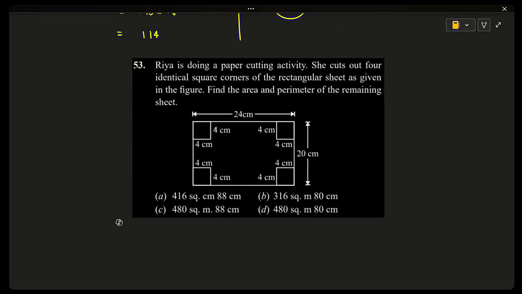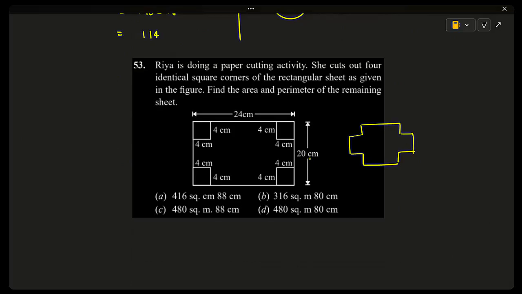That means these square corners are gone and only this part is left. For the remaining part, the remaining part will be in this shape. I'll show you after square corners are gone. So this shape, we want to find the area as well as perimeter.